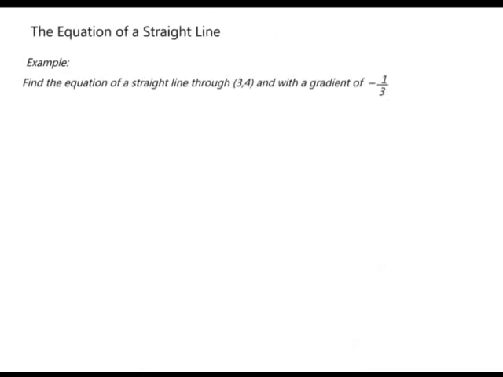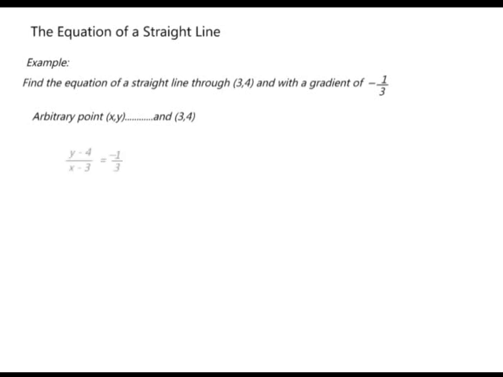Another example, find the equation of a line through the point 3, 4 and with a gradient of minus 1 over 3. In this case, we have a point and the gradient, so we do not need to calculate the gradient. We simply take an arbitrary point x, y.